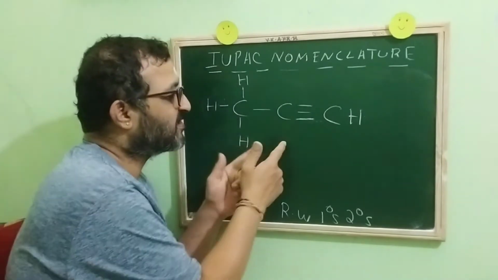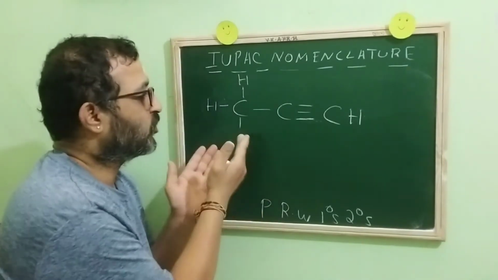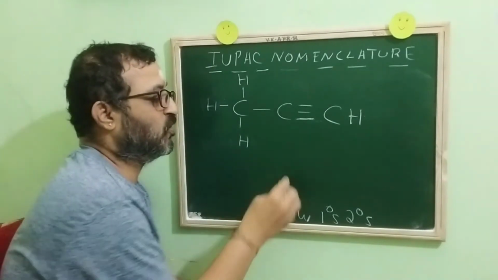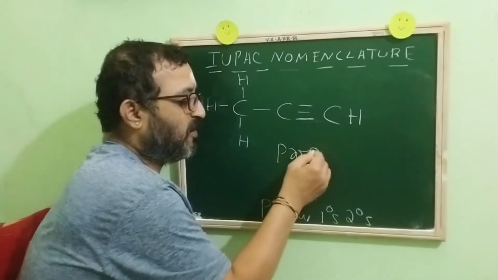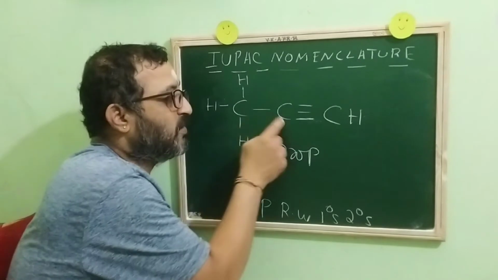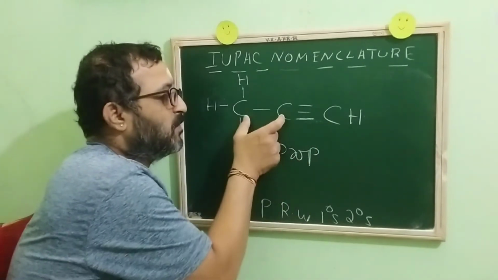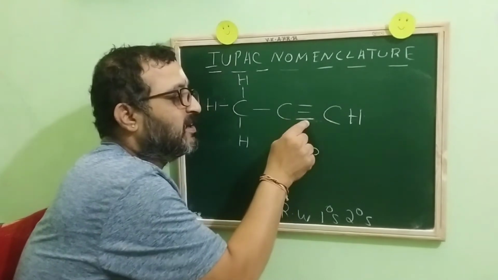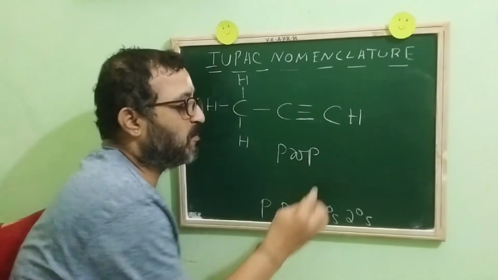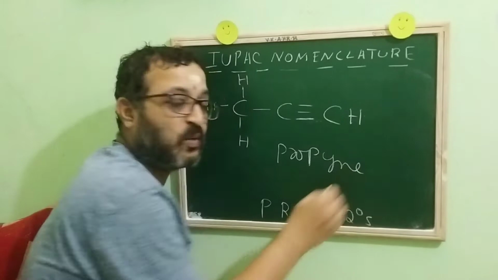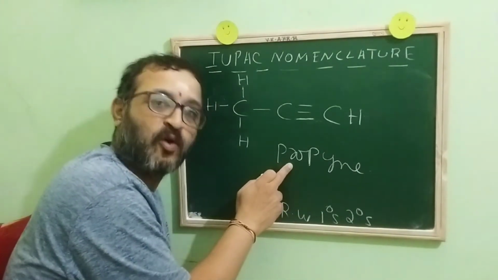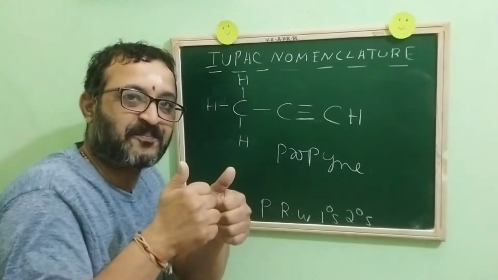Right, children? This is the next compound. So, this compound has got how many carbon atoms? 3, right? So, the root word for this compound will be what, children? Prop, right? 1, 2, 3. That's why it is prop. Between carbon and carbon, we have a single bond, and here we have what, children? Triple bond. So, when we have a triple bond, we have to add what? Yne. So, the name of the compound is what, children? Propyne. Right, children?